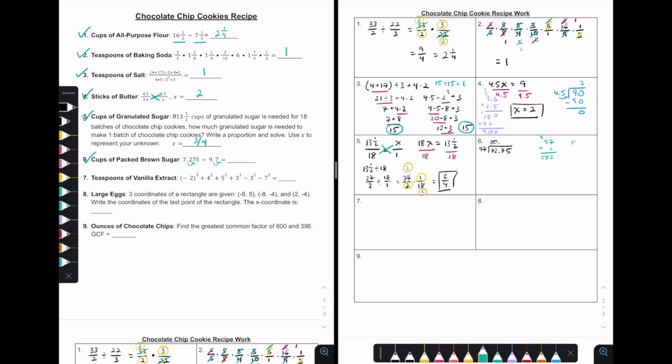That's okay. 97 times... let's do 8. No, let's do 7. That's going to be 49. Carry the 4. 63. 64. Can I go closer? 97 times 8 is going to be 56. Carry the 5. 72. 77. All right, so that's too much. We're going to go with 7 here.